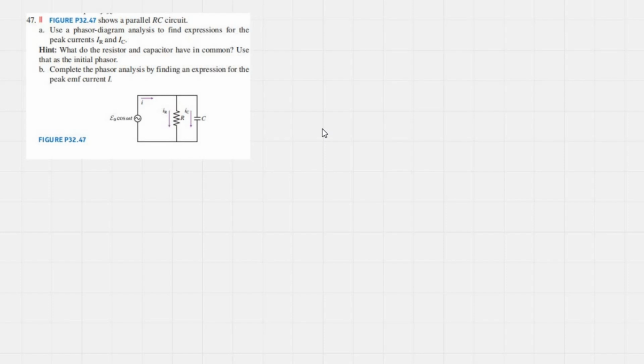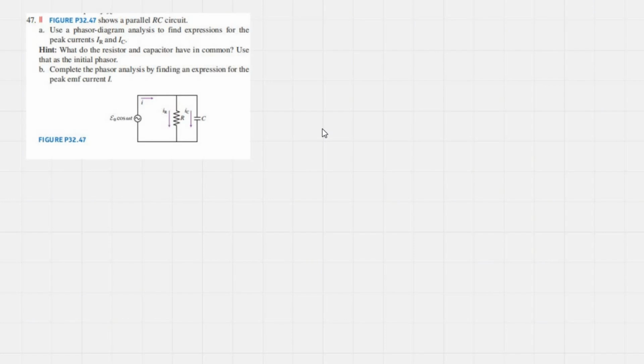In part A, we should use a phasor diagram analysis to find expressions for the peak currents I_R and I_C, the currents through the resistor and the capacitor. Then in part B, we should find the peak EMF current.